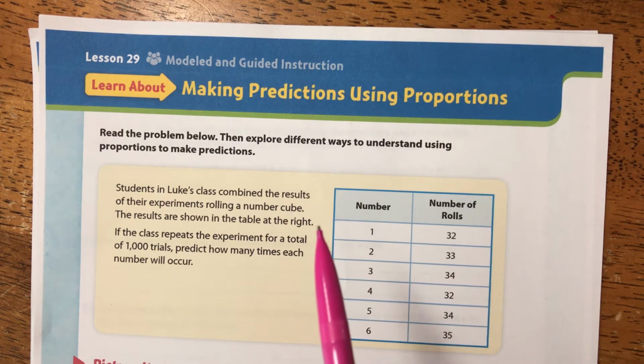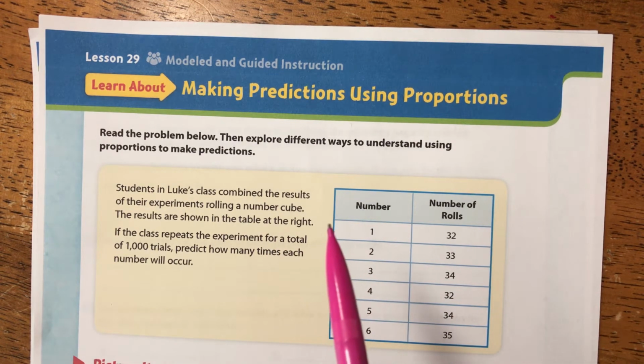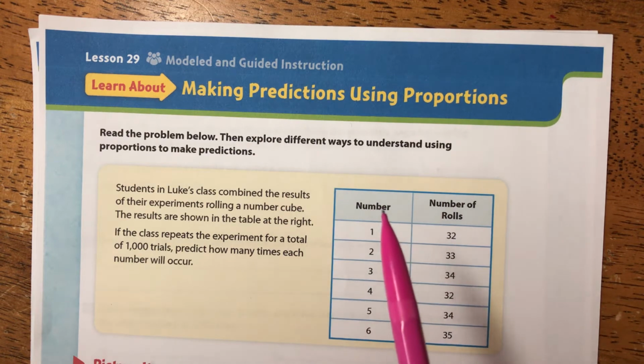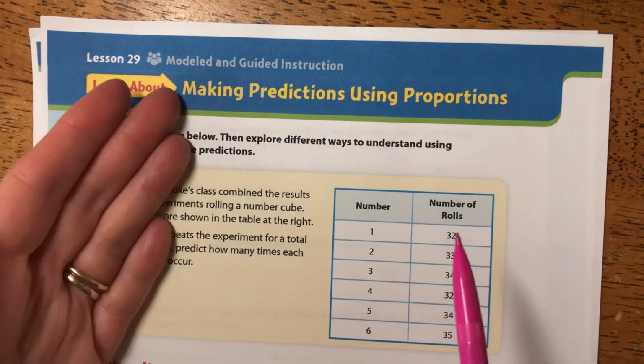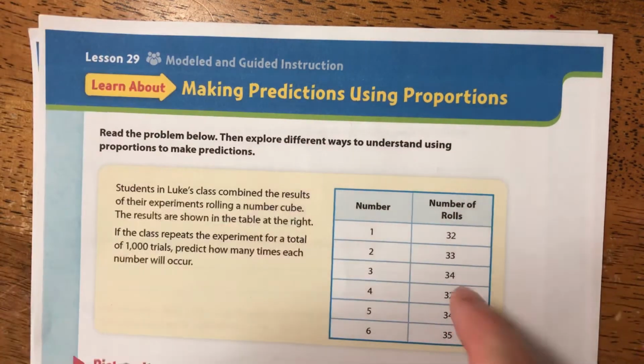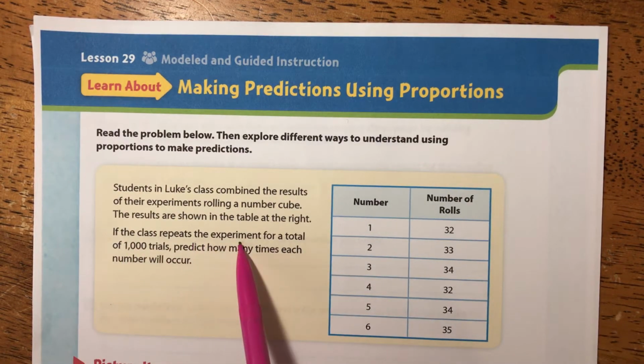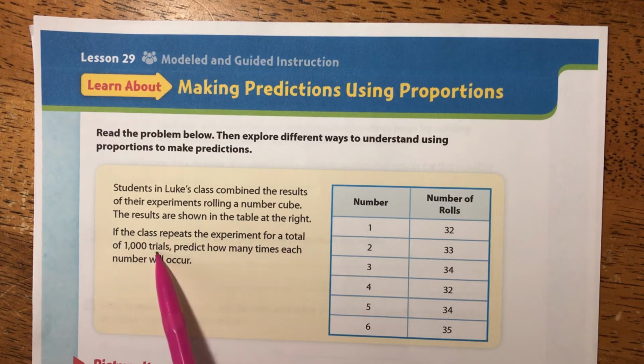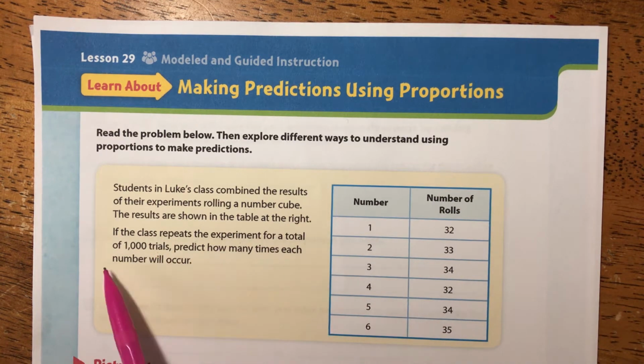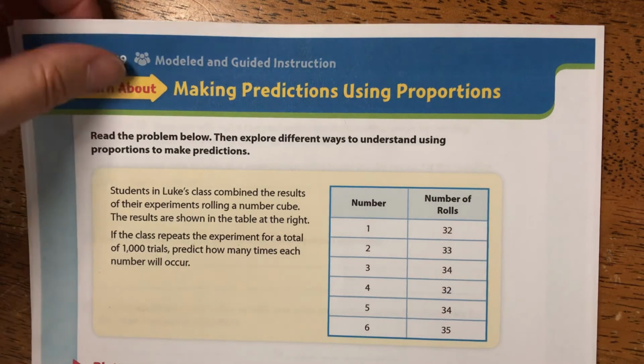Students in Luke's class combine the results of their experiments rolling a number cube. The results are shown on the table at the right. So Luke did it, like other kids did it, and they put all their numbers together. If the class repeats the experiment for a total of 1,000 trials, predict how many times each number will occur. Okay, well, we can do this.